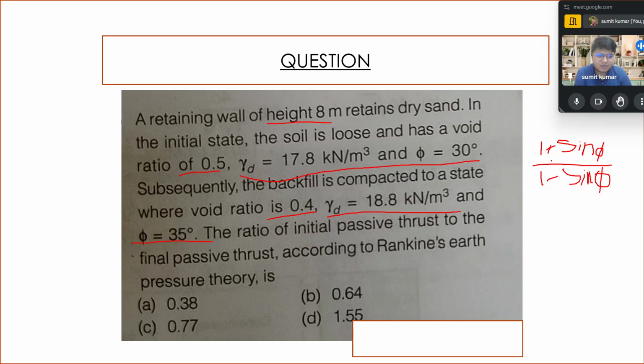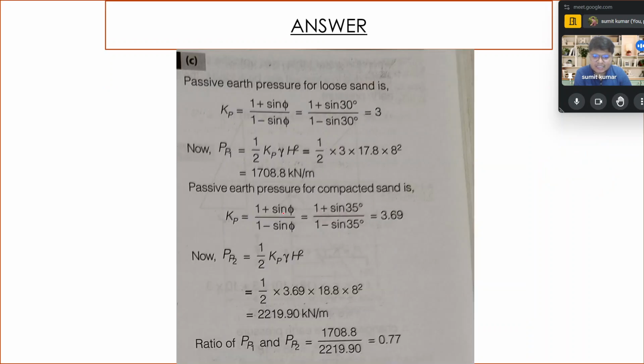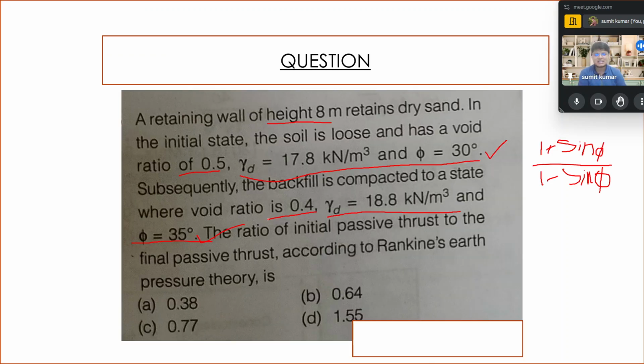First of all, calculate (1 + sin φ)/(1 − sin φ) for φ equal to 30 degrees. Afterwards, calculate (1 + sin φ)/(1 − sin φ) for φ equal to 35 degrees and take the ratio of those. Sorry, they are asking the ratio of initial passive thrust to the final passive thrust.